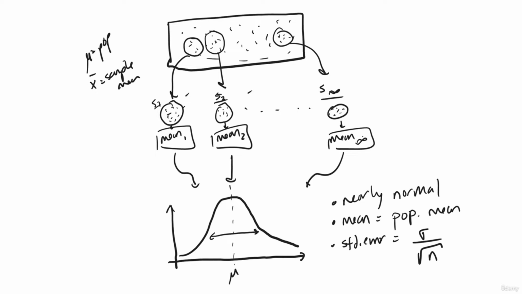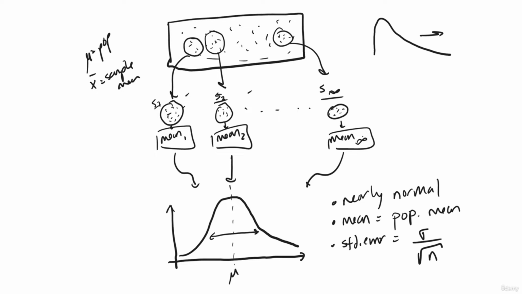And this holds as long as we meet some criteria. The distribution of your population does not have to be normal. If we plotted all these observations and they wound up being normally distributed, of course our sampling distribution would then be normally distributed. But that doesn't have to be the case. Our population can be incredibly skewed.